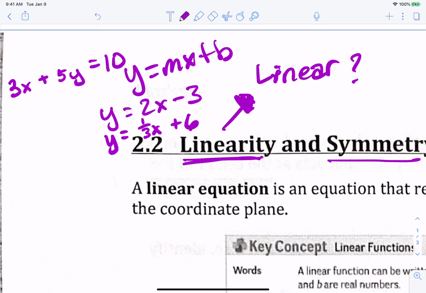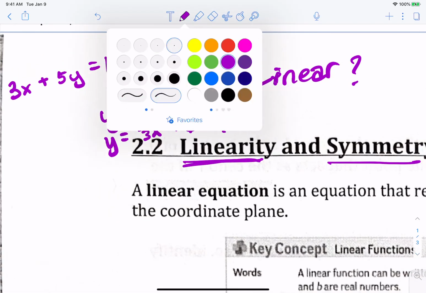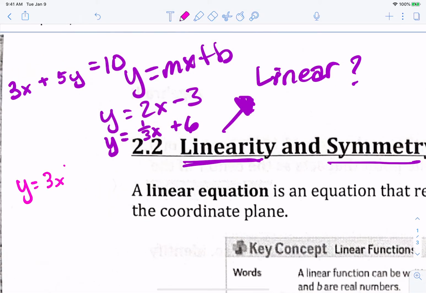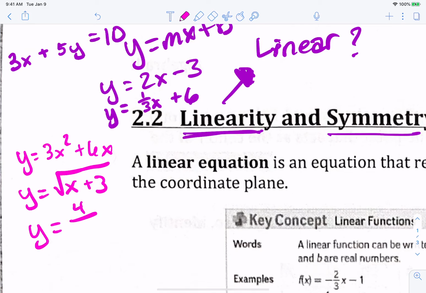So is every function linear? What happens if it's something like y equals 3x squared plus 6x? Is that linear? What we're talking about today. What happens if it's y equals the square root of x plus 3? What happens if it's y equals 4 over x? Are those linear functions? No, they're not. They're not linear functions.